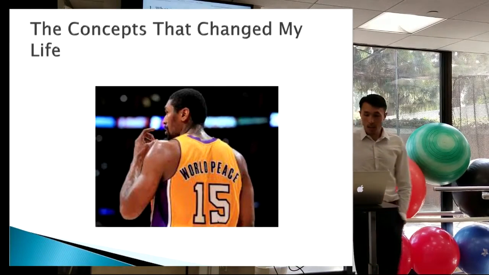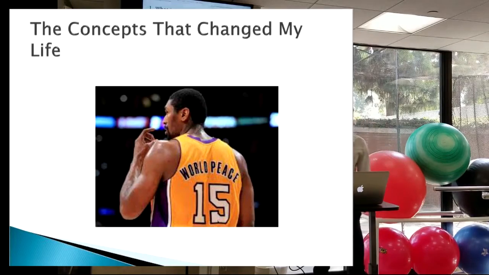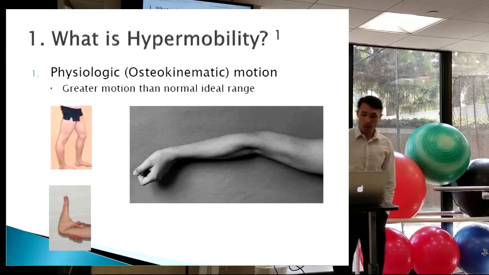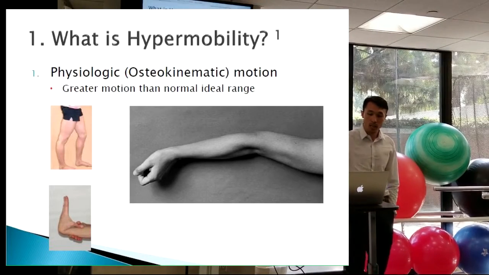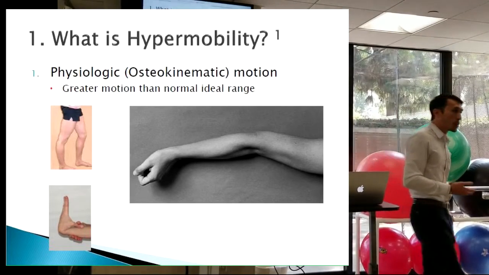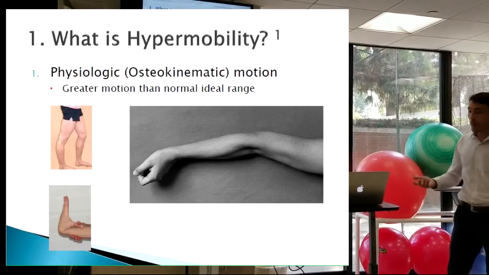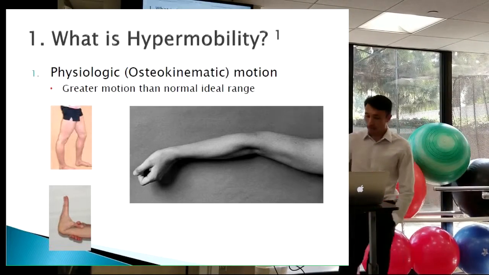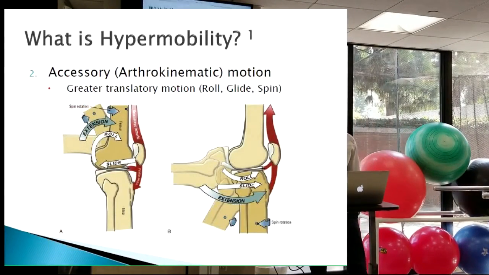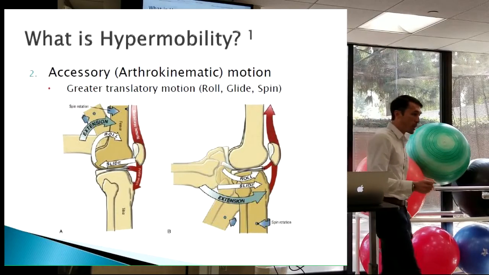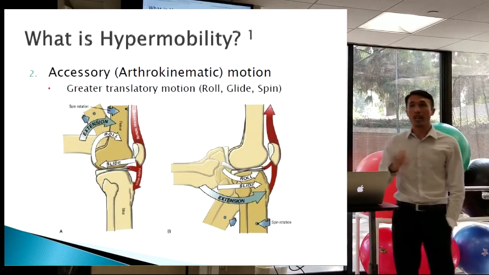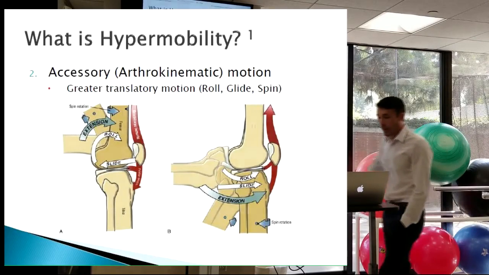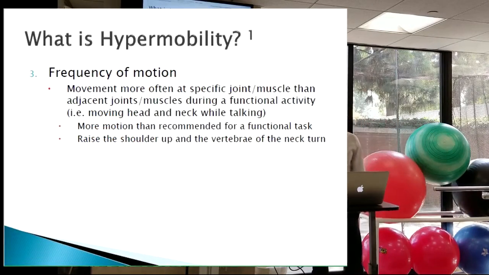So the two concepts that I wanted to review, because I think Joanne talked about it, was hypermobility. So there's three types of hypermobility. You have something that just has too much range of motion. So normal range of motion of a specific joint, and it goes past that. Then you have the too much joint mobility. So let's say the joint is rolling, gliding, or sliding too far, or just translating in general. And then finally, you have frequency of motion.